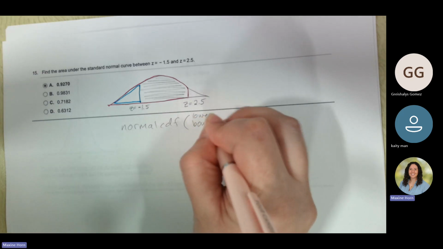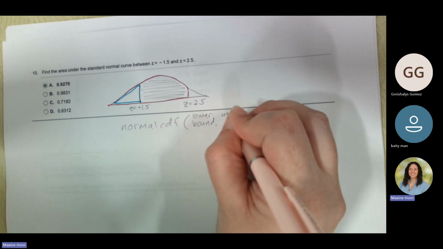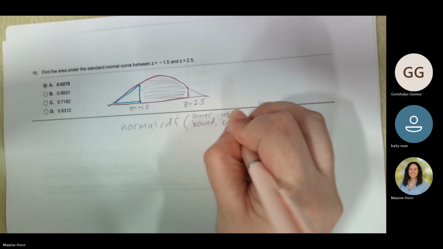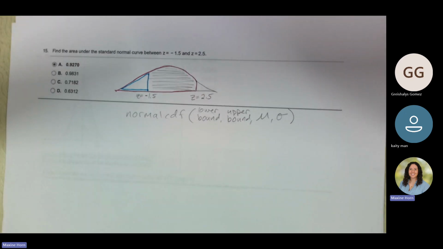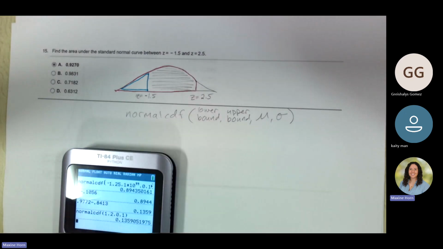Lower bound, upper bound, mean, and standard deviation. You want to do it so many times that you can do it in your sleep, right? Make it muscle memory.